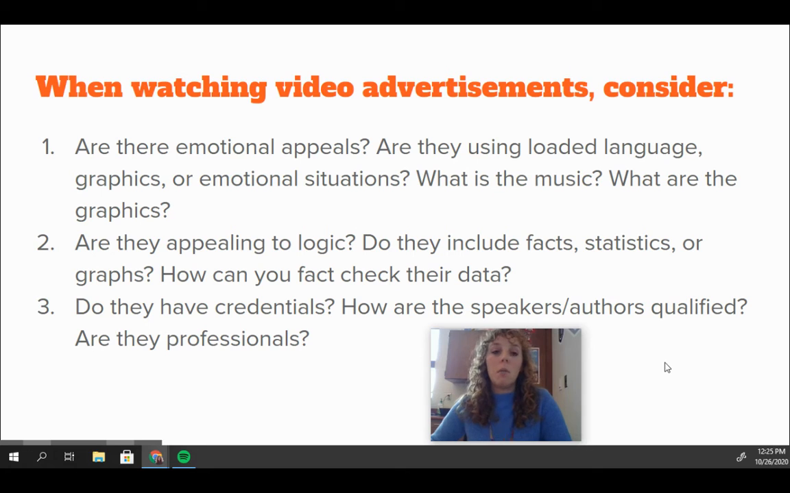So when you are watching these video advertisements, think about, are there emotional appeals? So are they using loaded language, graphics, or emotional situations? What's the music? What are the graphics? What might evoke some emotional response from their viewers, and how are they playing into that? How about the logic? So are they appealing to logic? Do they include facts, statistics, or graphs? How can you fact check their data?